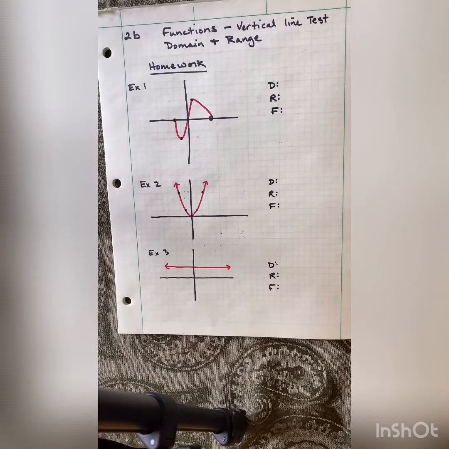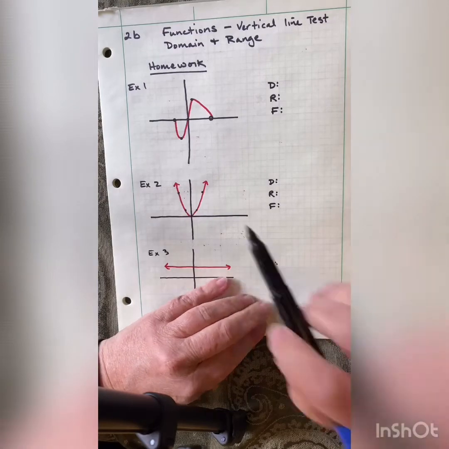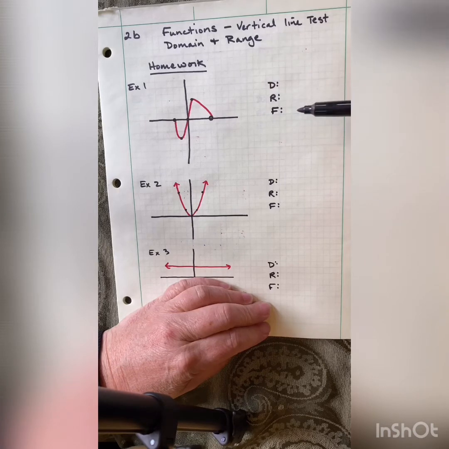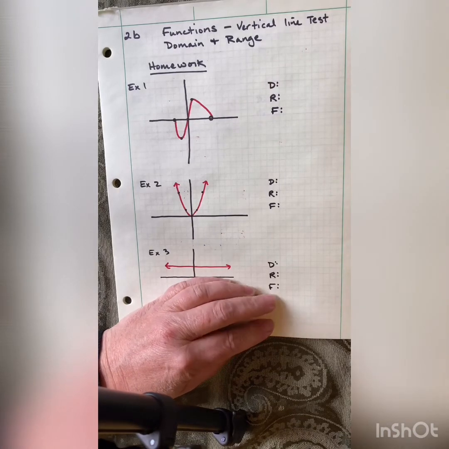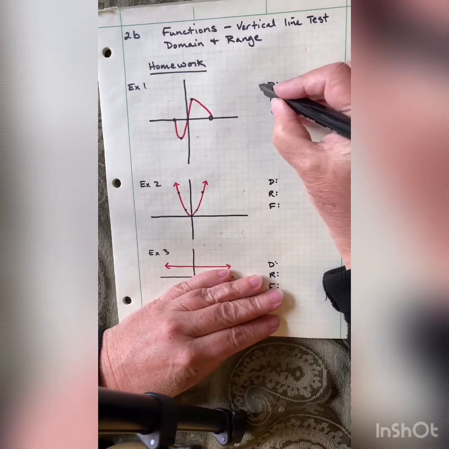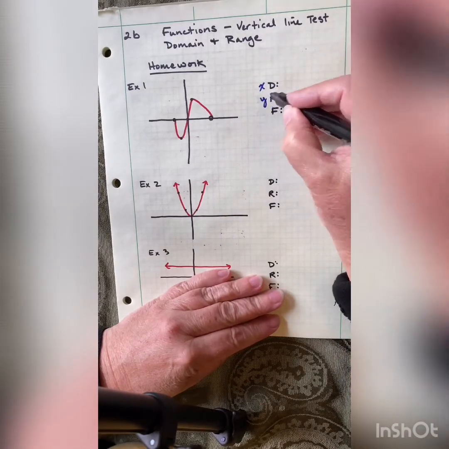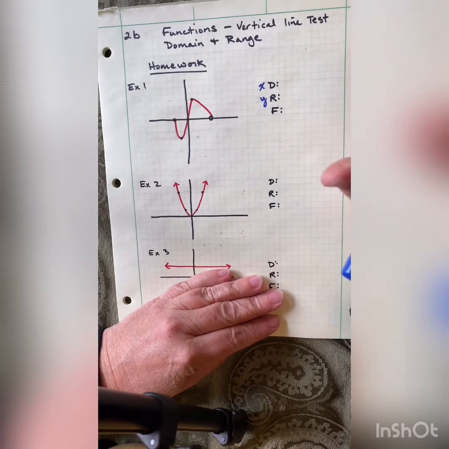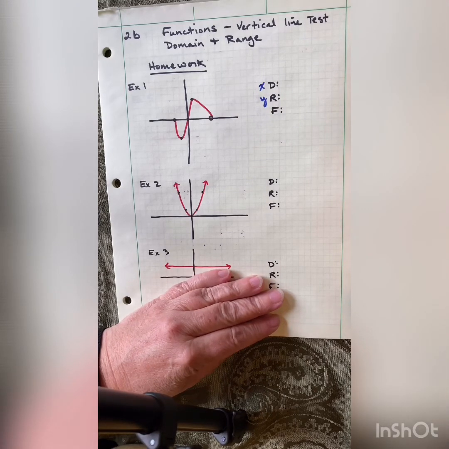Good morning. We're doing 2B today, which we're going to talk about functions with the vertical line test and domain and range. So some problems you might have on your homework are they're going to give you a graph like this, and I am going to ask you what the domain is, what the range is, and if it is a function. So domain goes with x's, range goes with possible y answers, and a function means there's only going to be one y for every x.